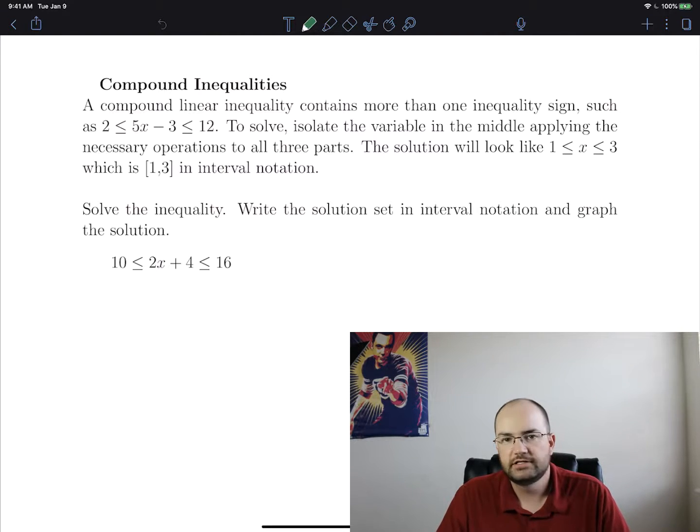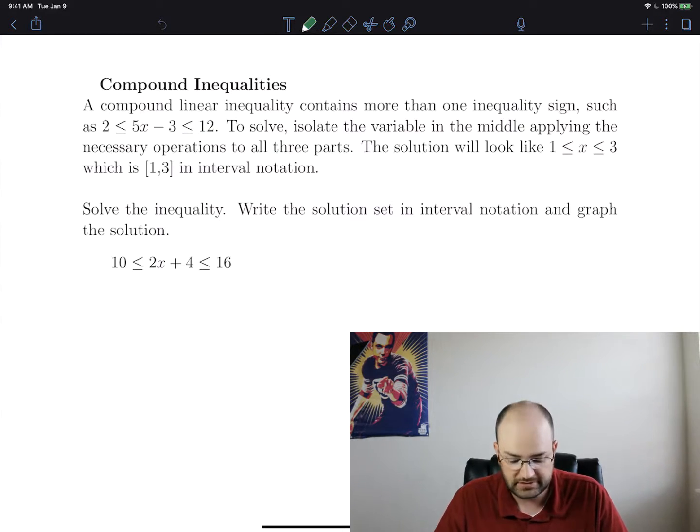Hello. In this example, we're going to start with compound inequalities. Now, a compound inequality contains more than one inequality symbol, such as, in this case, 2 is less than or equal to 5x minus 3 is less than or equal to 12. To solve, we want to isolate the variable in the middle, applying the necessary operations to all three parts.